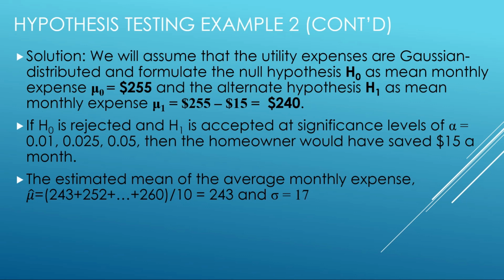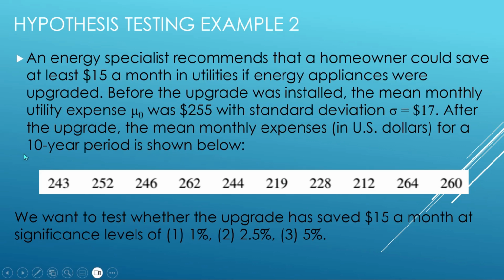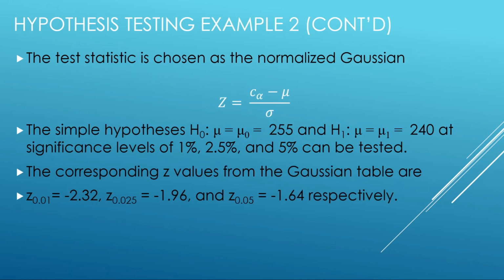The estimated mean of the average monthly expense is found by adding up all these values and dividing by 10, because it is the data of 10 years, and what we get is $243. So on average, it was $243 every month. And sigma is equal to 17. This is our standard deviation. Now, again, we have to find the value of C, the critical value.